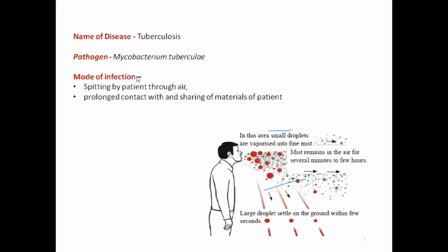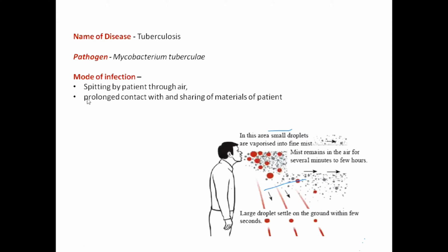Now the mode of infection, in the sense how this disease gets spread. The main mode of infection is spitting by the patient through air. If there is a patient who is having tuberculosis or TB, and he spits carelessly, not following hygienic habits, and spits in air, then through that spitting small pathogens are spread in air, and when a healthy person comes in contact with it, he can also get that disease.